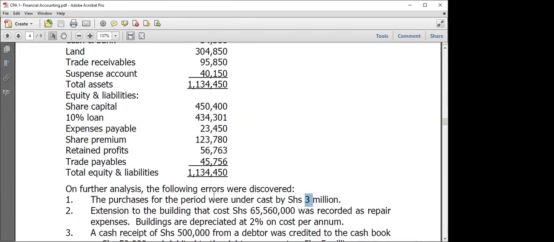So the journal entry here for us is, since we've said that this affects our trial balance, it means that for us to correct this error, since it was undercast, we have to increase it by 3 million. So we have to increase our purchases account by the 3 million. And since this transaction also affects the trial balance, it means that it is also part of the suspense account here. So we also have to write off the suspense component that is within this value. So we're going to have two accounts. We're going to have the suspense account, and then we are also going to have the purchases account. So it's important for us to have that in mind.